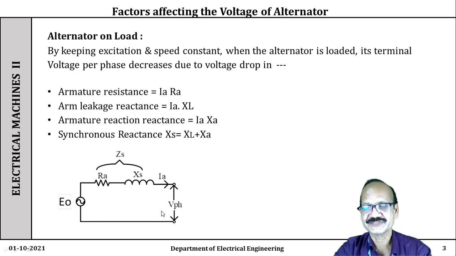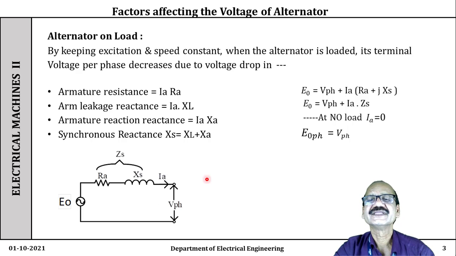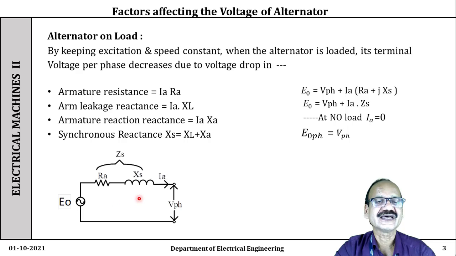Thus we can develop the relation between E0 and VPH as shown. Here E0, the generated EMF, equals VPH, the terminal voltage, plus the voltage drop in armature resistance and synchronous reactance, that is IA into (RA plus jXS). Therefore E0 equals VPH plus IA into ZS, where ZS is the synchronous impedance. Now at no load, IA equals 0, and therefore the generated EMF E0 equals VPH as shown. Remember that these relations are phasor additions and not arithmetic ones. Now let us proceed further.